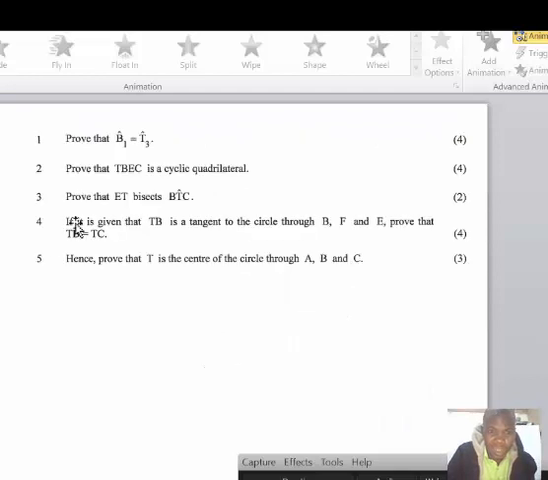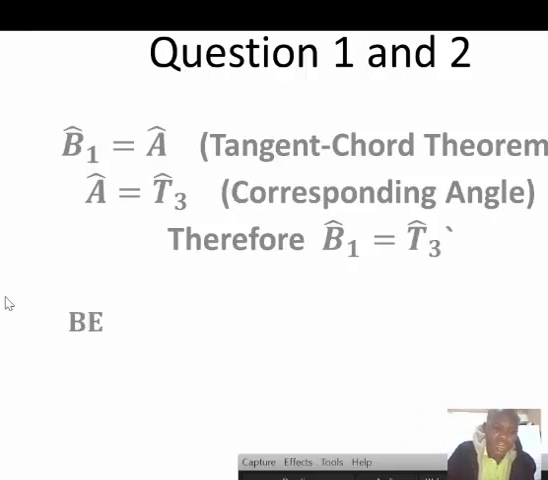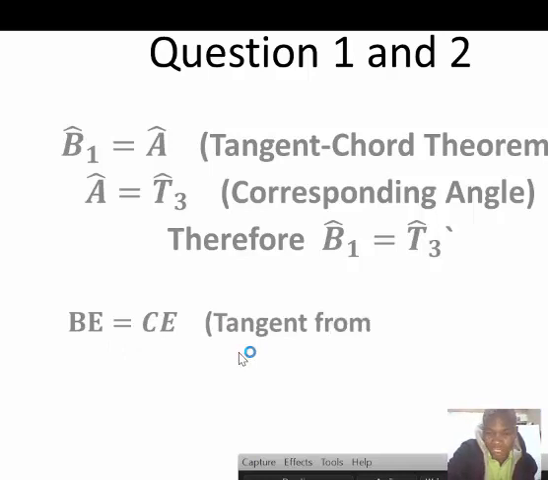Now for the second question, we have to prove that TBEC is a cyclic quadrilateral. To prove that, we must look at our tangents. So we have tangent BE equal to tangent CE. These tangents are coming from the same point outside the circle. Nicely put, if you have two tangents drawn from the same point outside a circle, then they are equal in length.